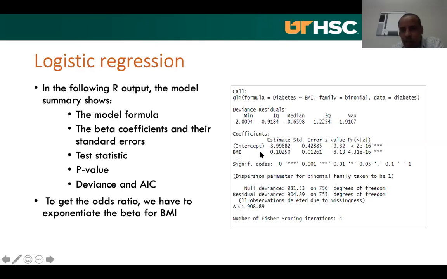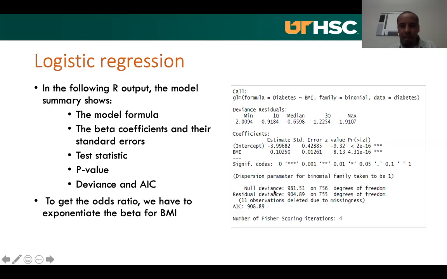And this is about another assumption. There is a dispersion parameter for binomial family taken to be 1. There are times when we have to use negative binomial instead of the binomial distribution if the dispersion parameter is different from 1.